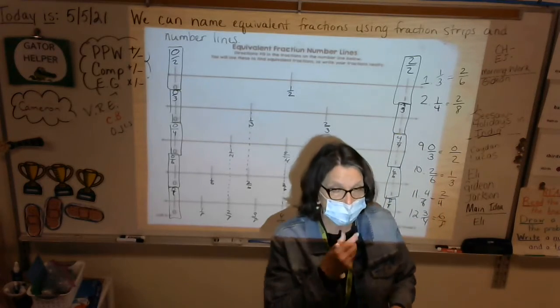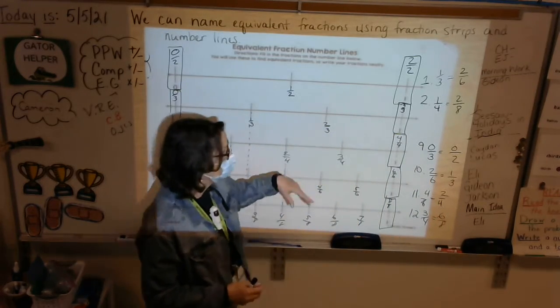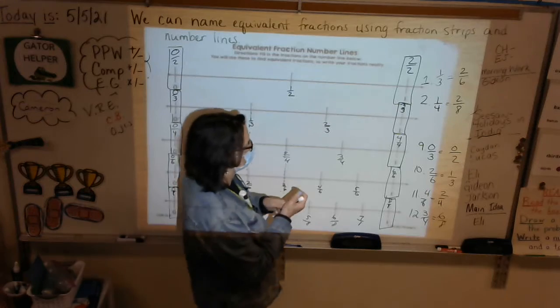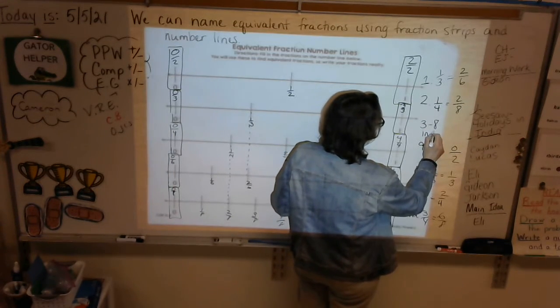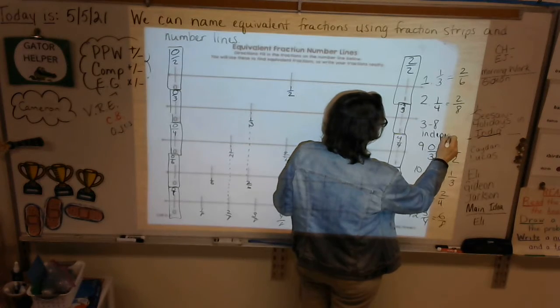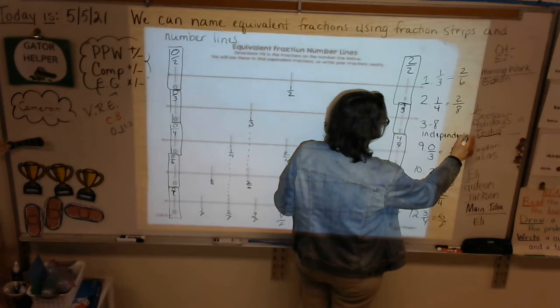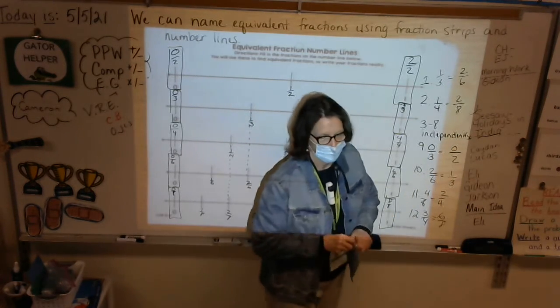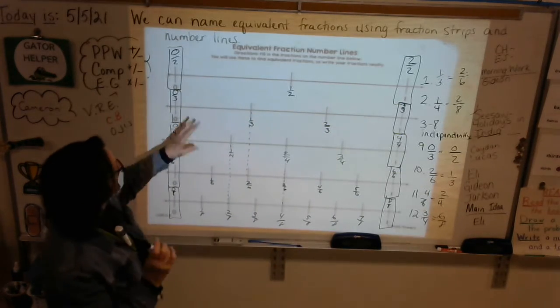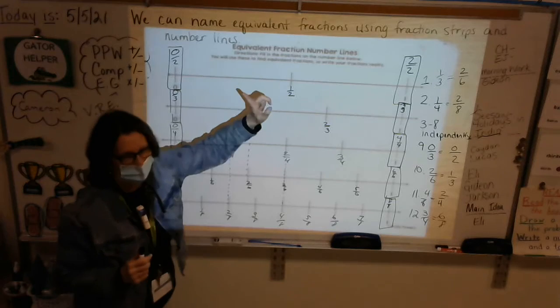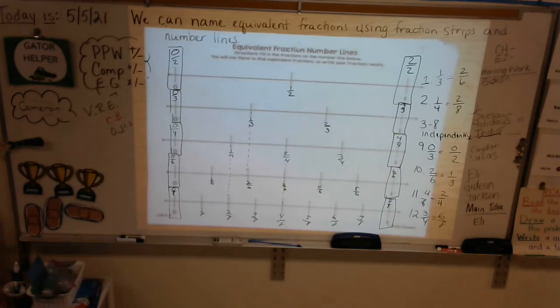Okay, I want the rest of you to do those ones independently in between. Friends at home, I'm going to stop the video. I'm going to ask you to do the ones in between at home. So you have to do number 3 through 8 independently using your number line. Okay? All right, thank you, boys and girls. I hope you understood how to find equivalent fractions using both number lines and fraction strips. We'll go over those in a minute.